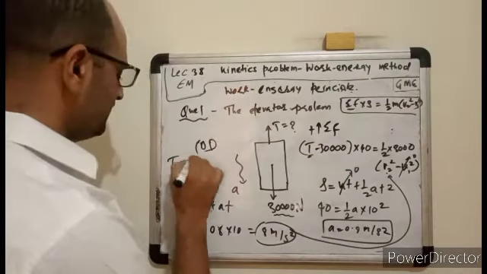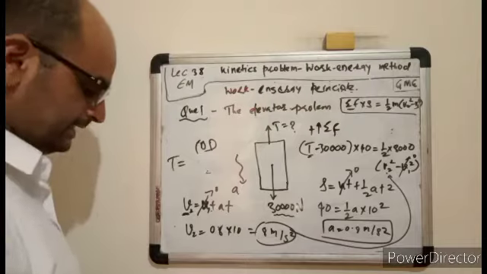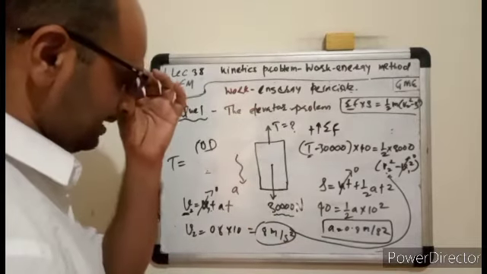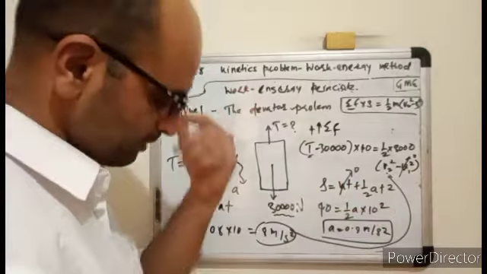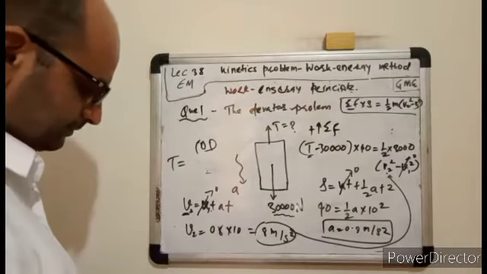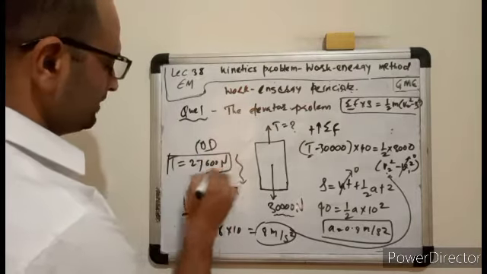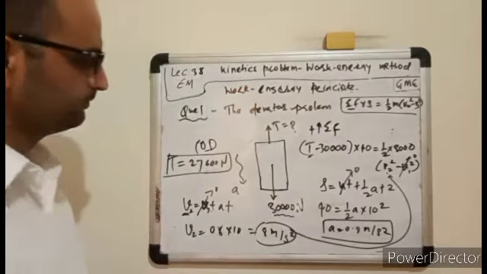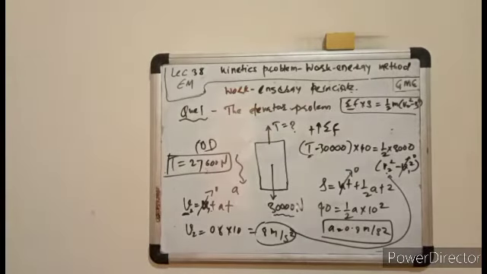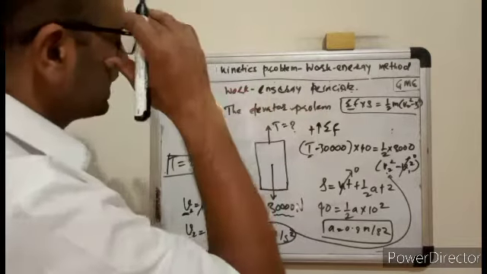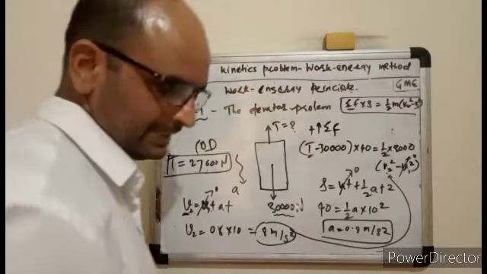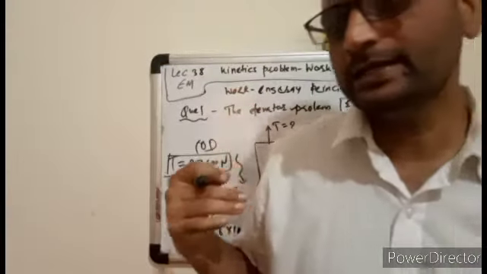And you will find that the value of T is 27,600 Newton. See how simple this is compared to D'Alembert's method, because D'Alembert's method takes too much time. This is the tension in the rope, the cable of the lift. With this question, we can do a comparison between D'Alembert's method and this work energy method.